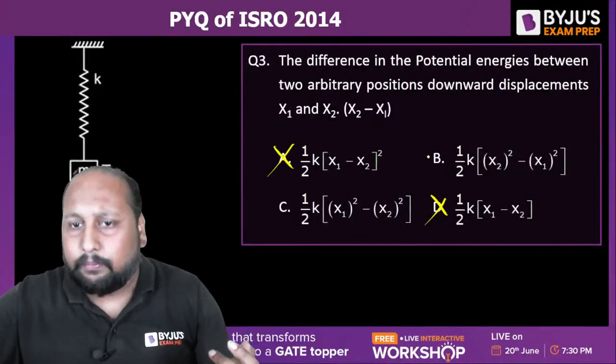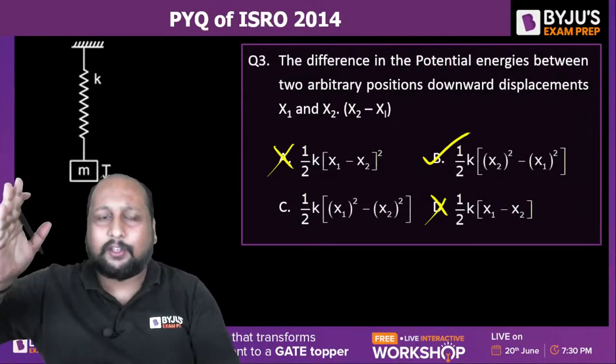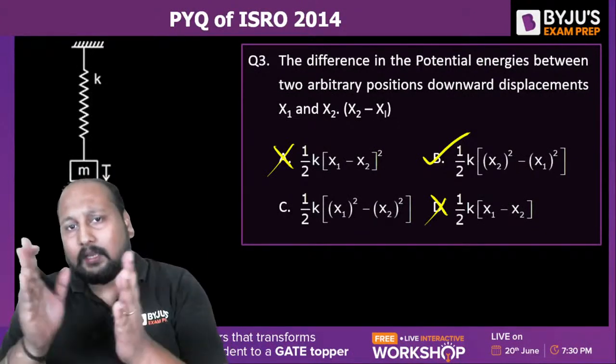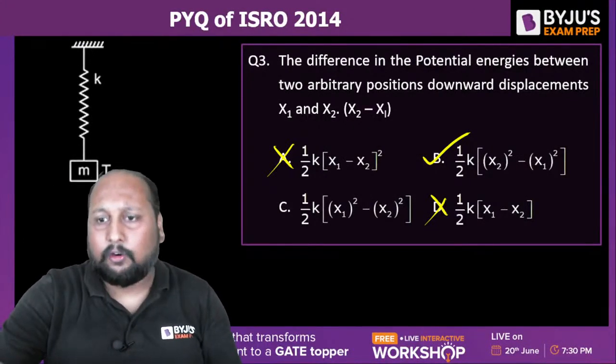That's it. Option B is the correct answer. Half k x square, right? Half k x2 square minus half k x1 square. This is the difference between the potential energies. Option B is the correct answer. Bahut badhiya, very good. Next question on the screen.